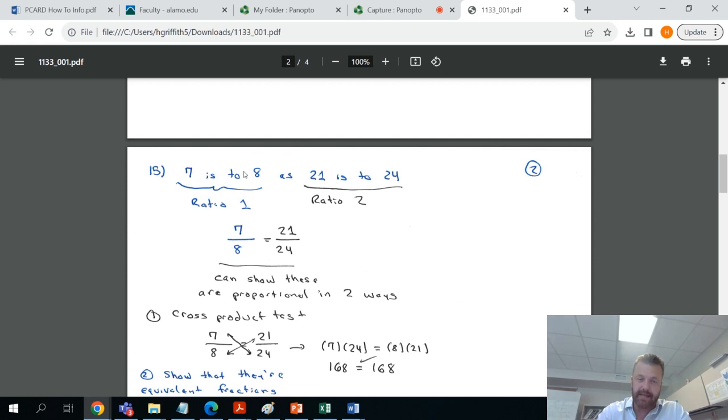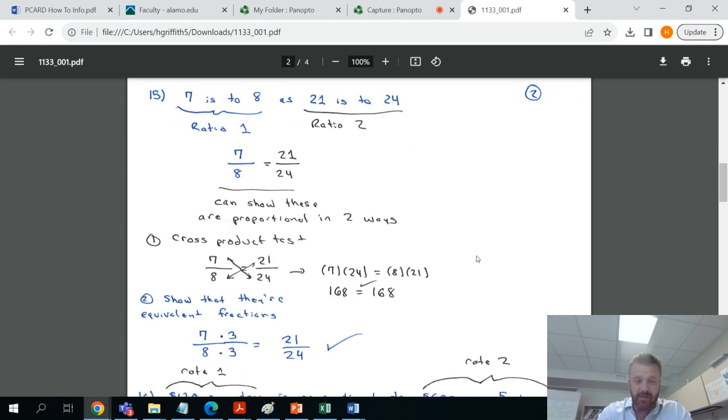So 7 is to 8, since the 7 is on the left of the keyword, it will go in the numerator, and the 8 will go in the denominator. In a similar fashion, 21 is to 24 will be written as 21 divided by 24. Since this is a proportion, as indicated by the keyword "as," we're just going to set those two things equal to each other. What we've done in this first step is translate a proportion written in words to a proportion written mathematically.